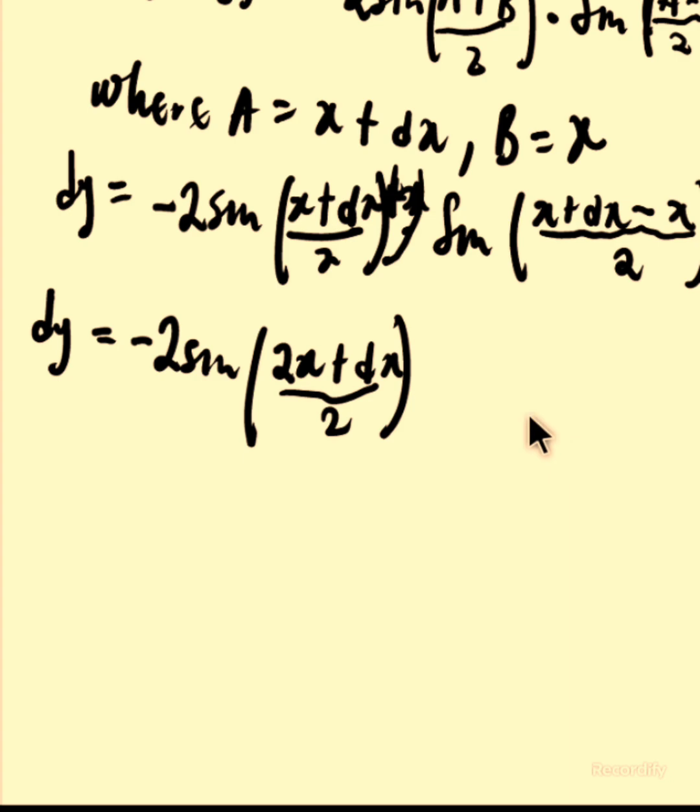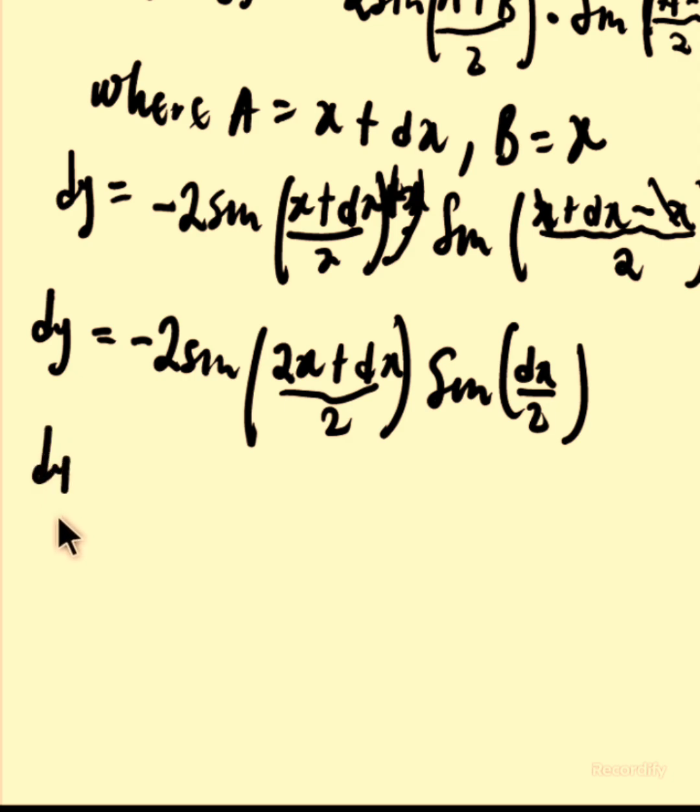Okay, now this is sine x. We cancel x, positive x minus x, that's 0. So I'm going to have dx over 2. That's beautiful. Now I'm having dy equals to this. I can apply some algebra sense to this.